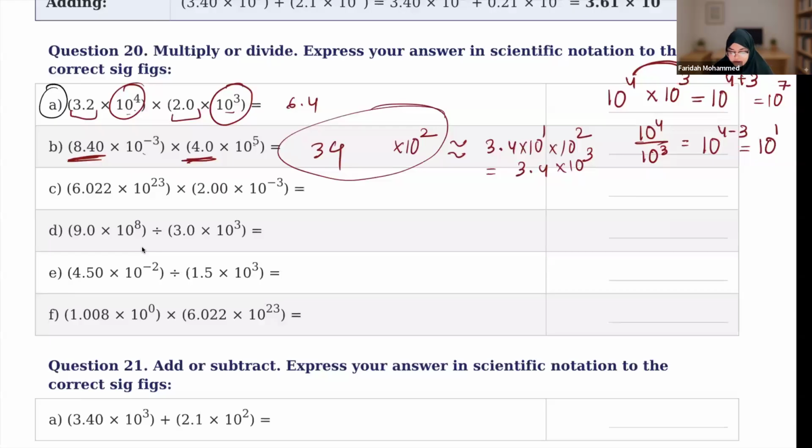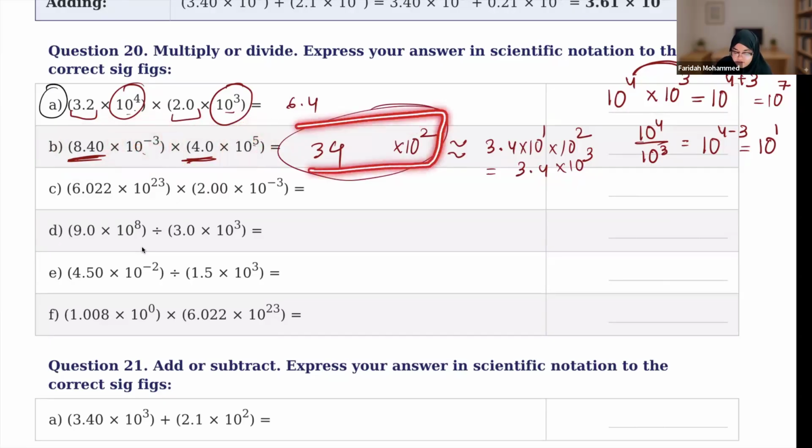Look at this, what did I just do? Let me explain again. First, 8.4 times 4, I got around 34. Okay? This and this I multiply together. That means I'm just gonna add the power together. I got 10 to the power of 2.